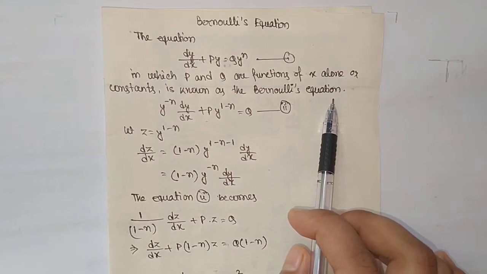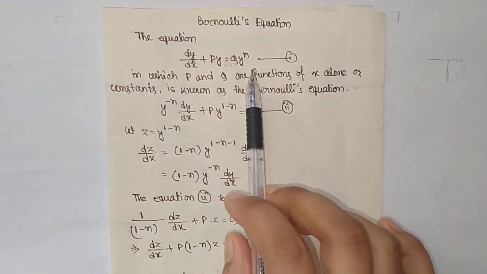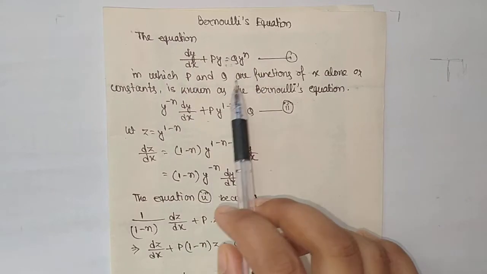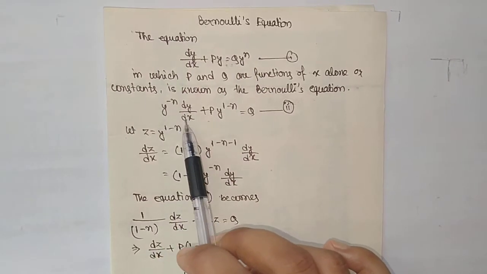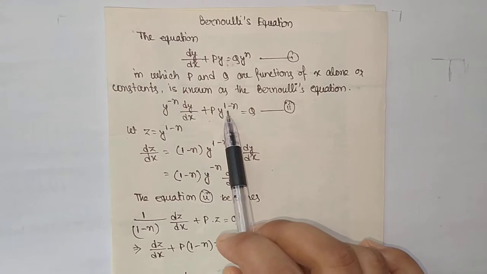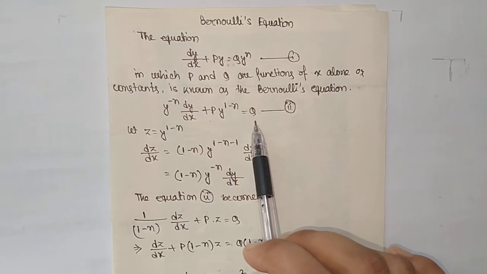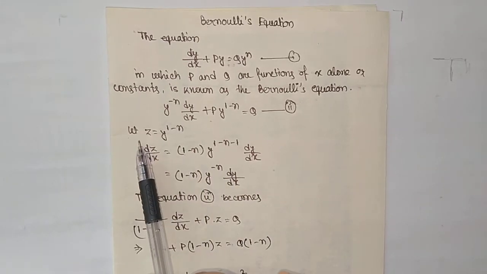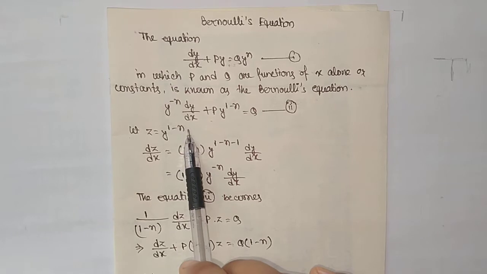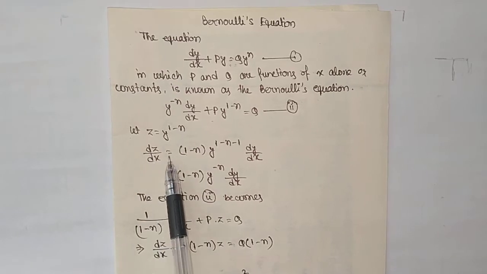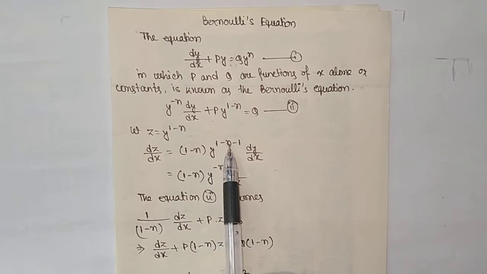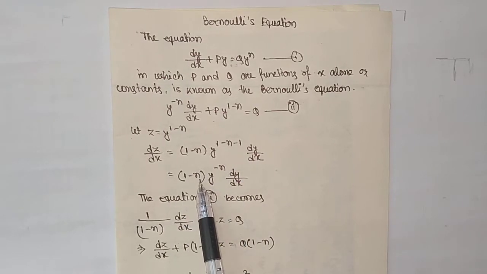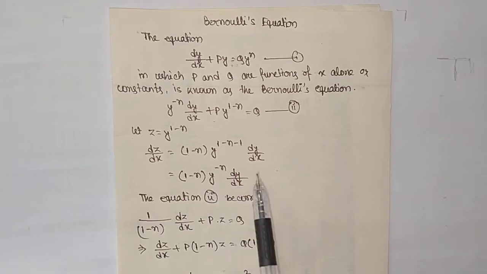This equation may be brought into a linear equation by some substitution. So write the equation as y^(-n) dy/dx + P y^(1-n) = Q. We divide both sides by y^n. Now let z = y^(1-n). So dz/dx = (1-n) y^(1-n-1) dy/dx. This can be written as (1-n) y^(-n) dy/dx.